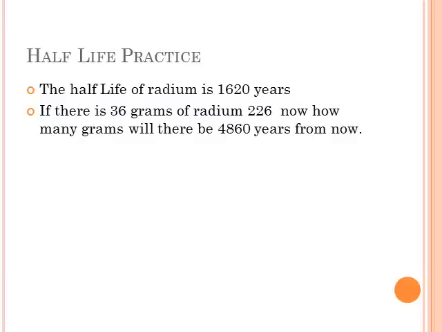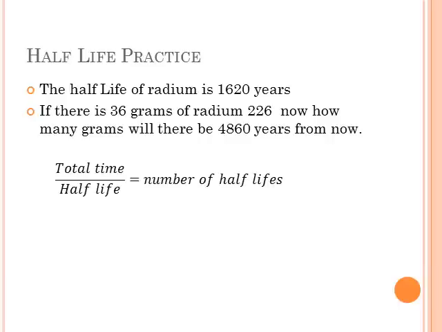Here's a typical half-life question. You can have the half-life, let's say, of radium is 16,200 years. If there is 36 grams of radium-226, how many grams will there be after 4,860 years from now? In order to figure out a problem like this, you've got to break it down, think about the problem, and just solve. It's mostly just thinking about it.